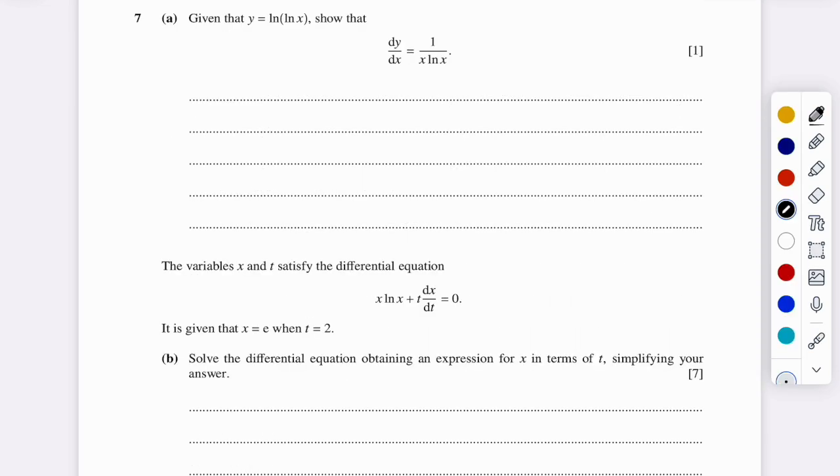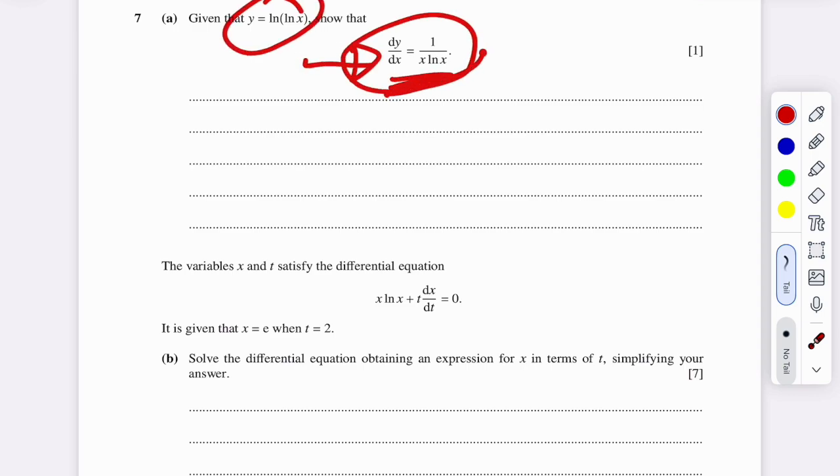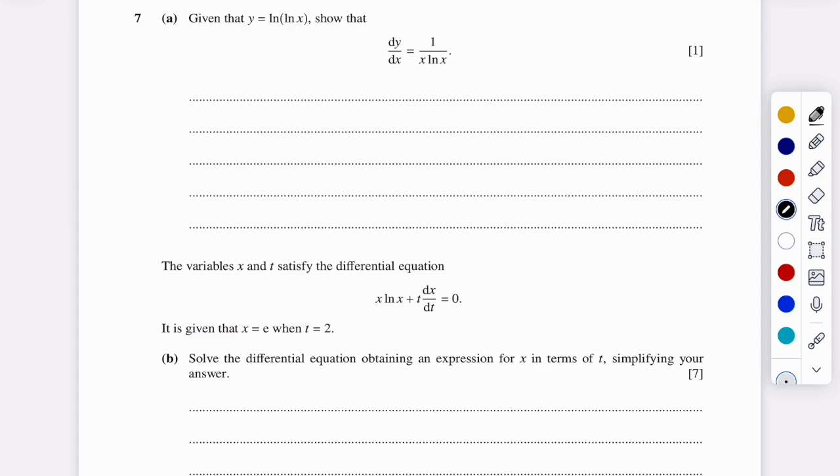Right guys, now for number 7, 7a specifically, it's given that y is equal to ln of ln x, and it wants us to show that dy by dx is equal to 1 over x ln x. So, how do we go about doing that?